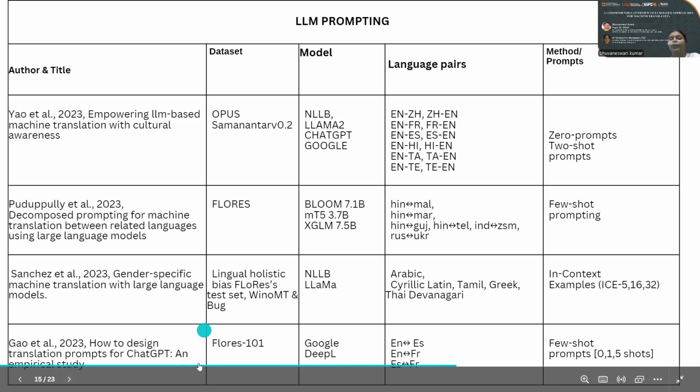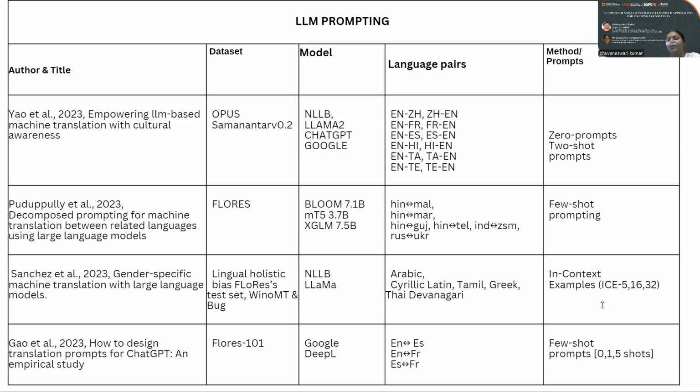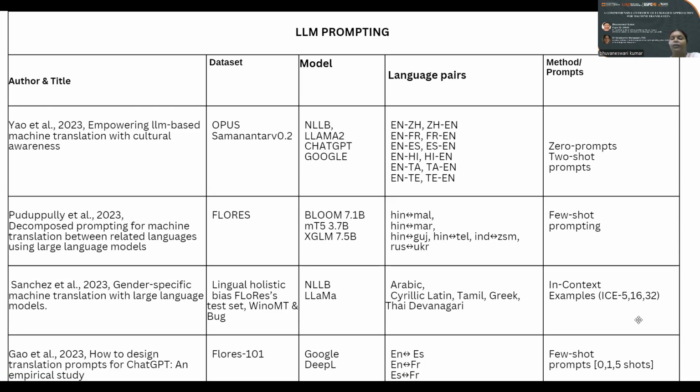So when looking into the prompt methods, mostly they have used zero shot prompts, two shot prompts, few shot prompts, and in context examples with different numbers, like 5 in context examples, 16, 32, and few shot prompts they have tried with different numbers, 0, 1, 5, where they were able to achieve better translation accuracy.